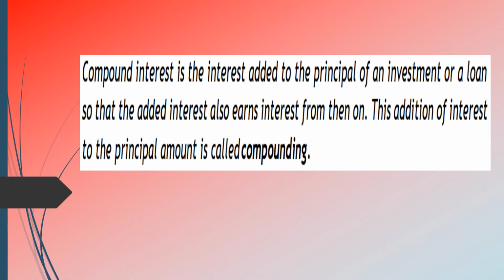Compound interest is the interest added to the principal of an investment or a loan so that the added interest also earns interest from then on. This addition of interest to the principal amount is called compounding.